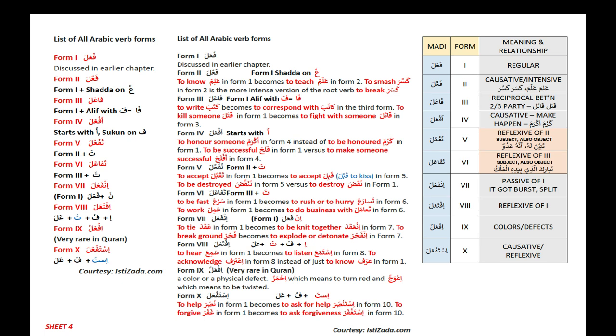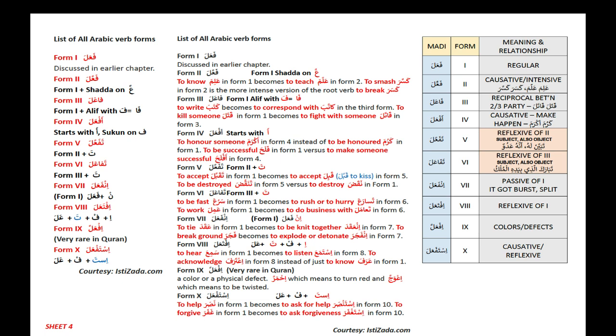Falaha means to be successful. He became successful. But aflaha means to make someone else successful. That's called causation, meaning making something happen. So form 4, af'ala, causes something to happen.